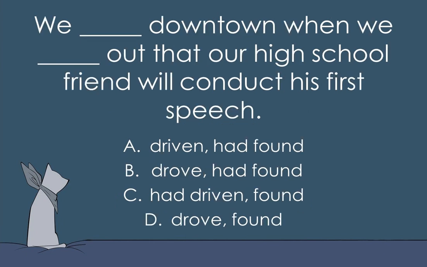3. We blank downtown when we blank out that our high school friend will conduct his first speech. In this sentence, it is very obvious that the action on the second blank happened first before the other one. Therefore, letter C is already cancelled from the options. Letter A is already cancelled because the first word it has as a choice is "driven," which is a past participle.